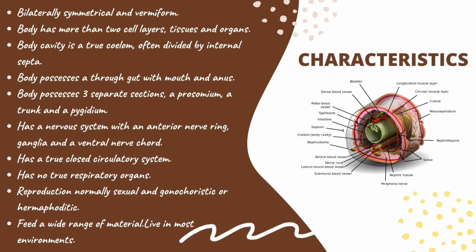The reproduction of annelids is normally sexual, and gonochoristic or hermaphroditic. Gonochorism is having just one or at least two distinct sexes, while hermaphroditism is the condition of having both male and female reproductive organs. Annelids feed on a wide range of material. Annelids eat dirt for the most part. They also eat things in the soil such as bacteria, fungi, and protozoa. And they also live in most environments.